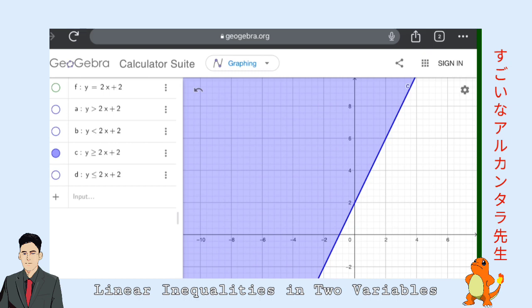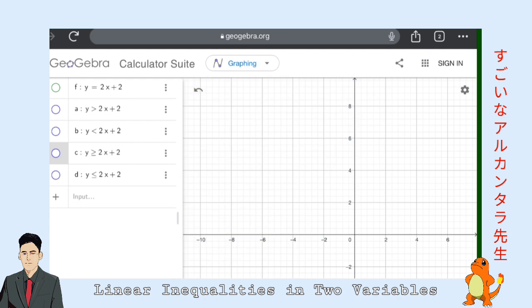If you try out y greater than or equal to 2x plus 2, you can notice again that the line is solid, but the shaded region is above. And then next, if you have less than or equal to 2x plus 2, the line is solid, but the shaded region is below. It's not complicated, class.